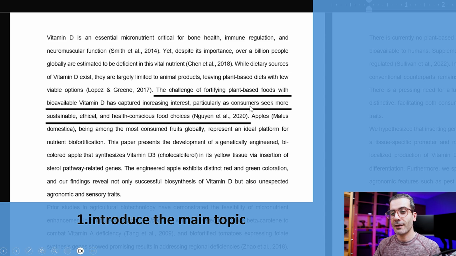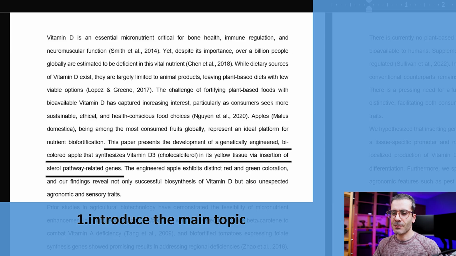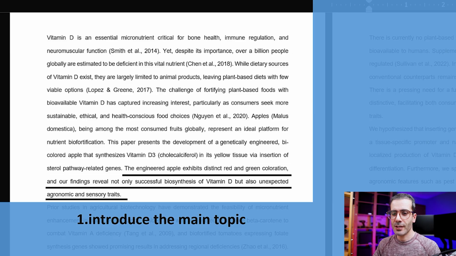And then I'm going to connect this to the current trend that people want plant-based solutions. And then I'm going to justify why I picked apple to do this research on. And then I'm going to clearly explain why I did this research. And then I'm going to tease the interesting results that I got. Not just vitamin D, but some cool extra stuff that we got while we were doing this research. So up to here, we introduced the main point, which was the first key point for your introduction.